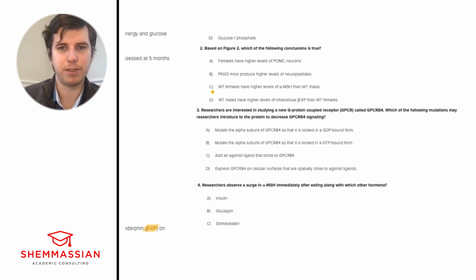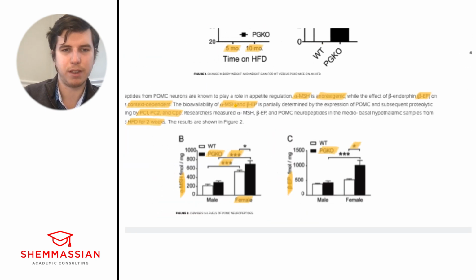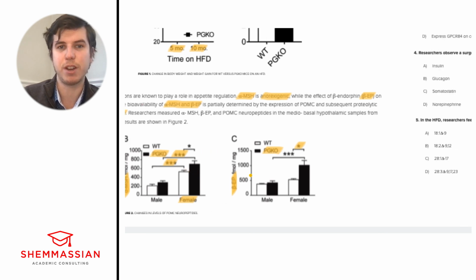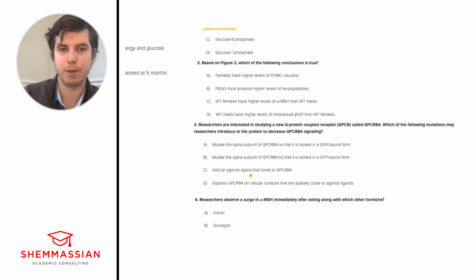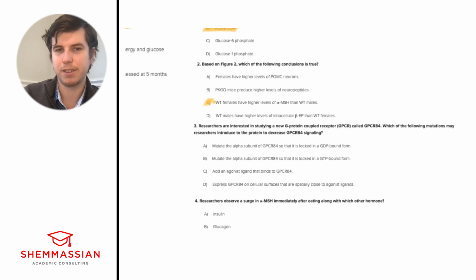C, wild type females have higher levels of alpha MSH than wild type males. We'll see if there's an asterisk between that. It's a very specific statement, so we can prove that pretty quickly whether that's true or false. So we're looking for alpha MSH, right? That was the first graph, and we're looking for wild type females versus wild type males. So let's go over alpha MSH, right? This is graph B. Wild type females, wild type males. We have 3 asterisks between them. It is significantly higher. Okay, so we know that C is true. There is no way to refute that. So definitely C is the correct answer.